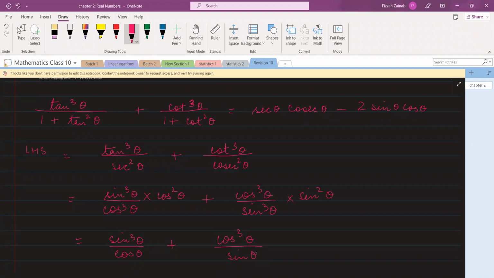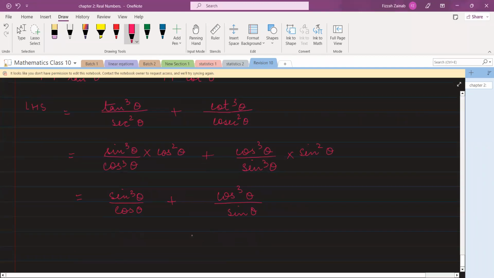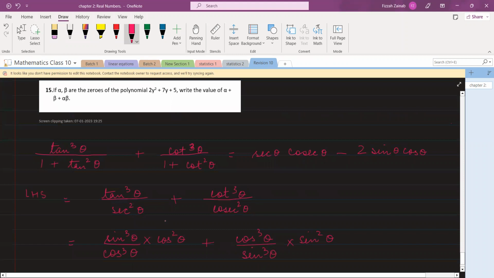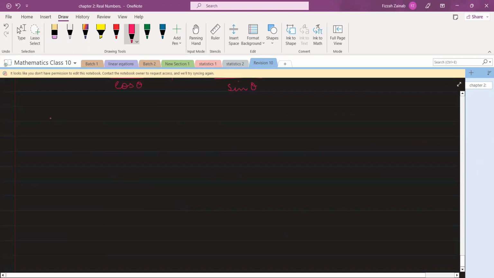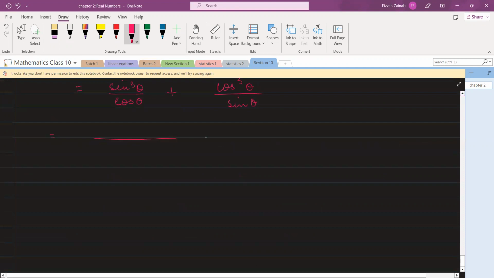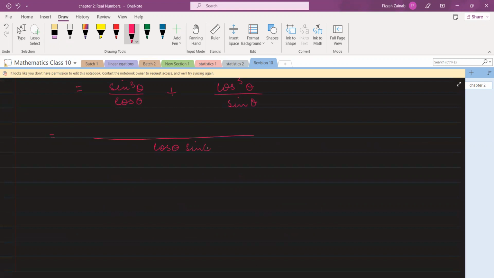I think now you have to take LCM, okay? Because nothing else you can do. So if you take LCM, it will be cos theta and sine theta. So now you have sine 4 theta, fine. Plus, now this becomes cos 4 theta.